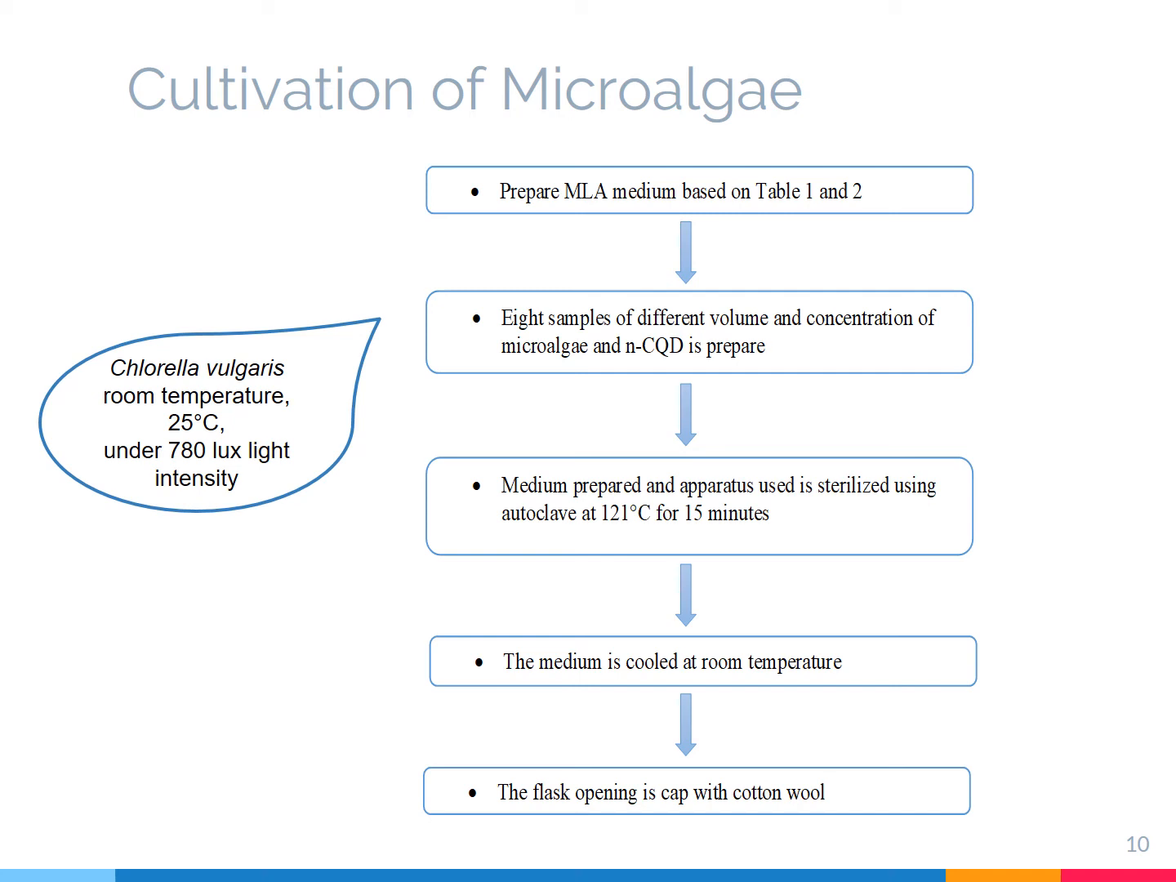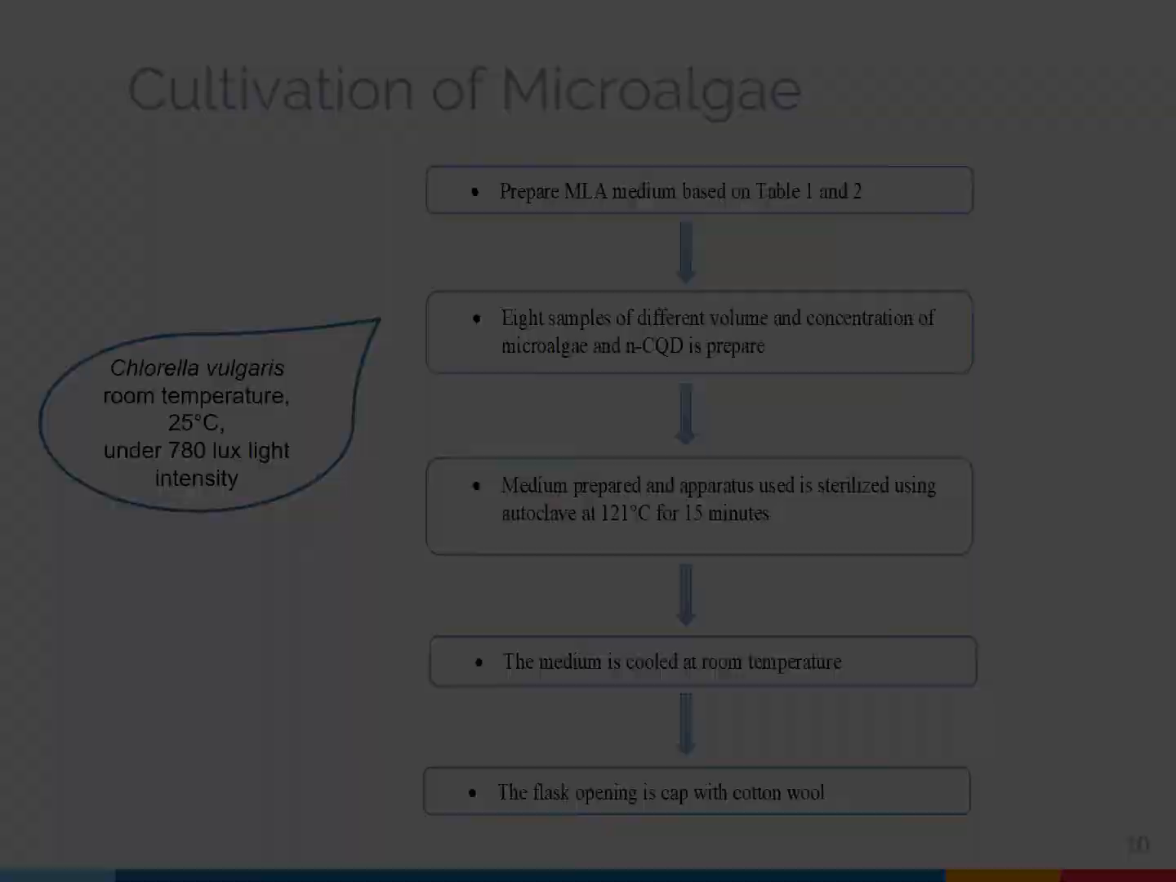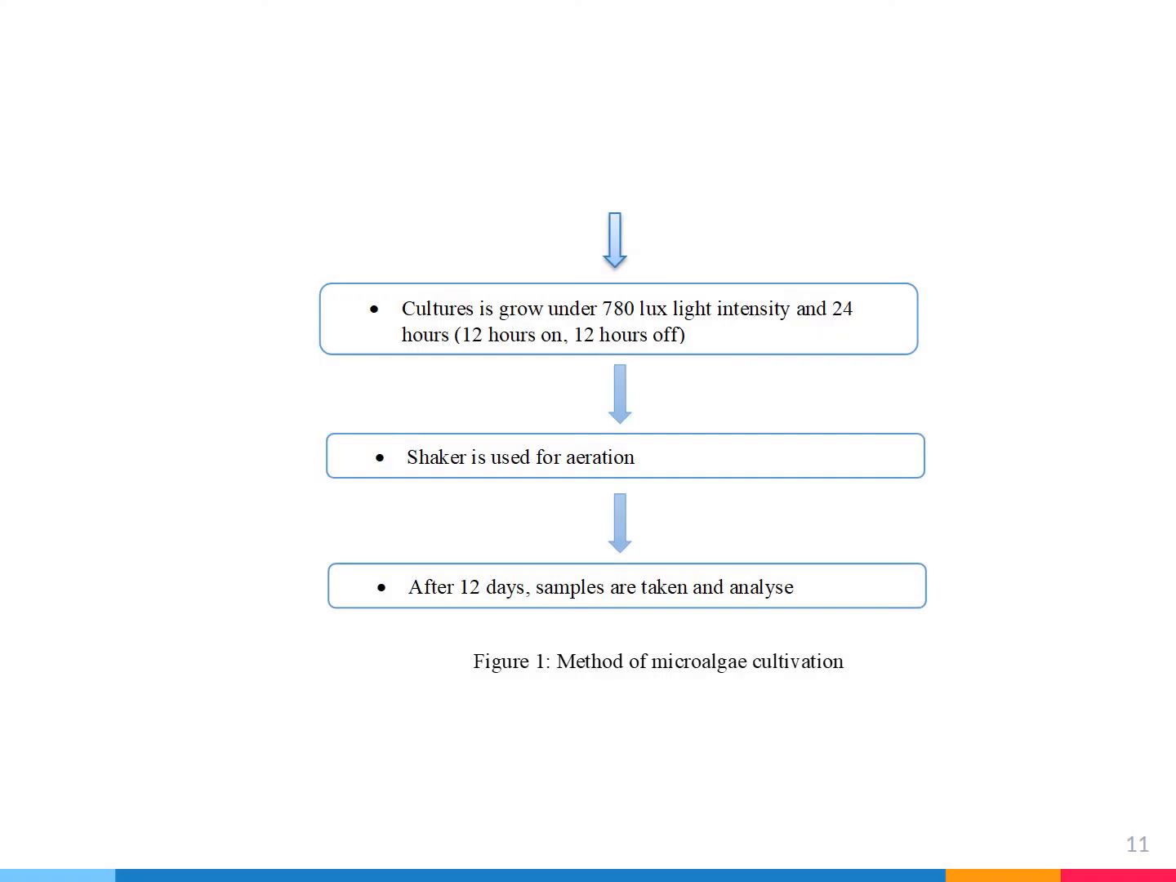Then after a few minutes, the medium is cooled at room temperature. Proceed with the flask of the sample being kept with cotton wool. Next, the culture is grown under 780 lux light intensity for about 24 hours, where 12 hours on with light and 12 hours of no light supply. Next, a shaker is used to ensure there's aeration supply. And after 12 days, the samples are taken and analyzed.